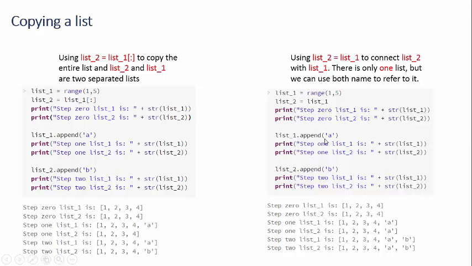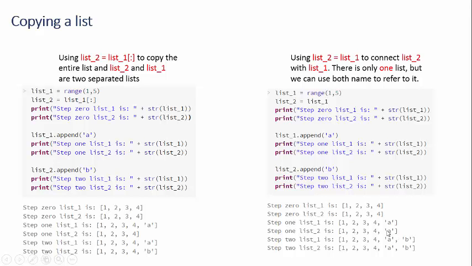Okay, now let's do the same operation. We append the fifth element into list_1. Let's see what the difference will be. Okay, as expected, list_1 has 5 elements. Then what happens to list_2? It's the same, 1, 2, 3, 4, A. Even though we didn't do anything to list_2, the element is automatically added.